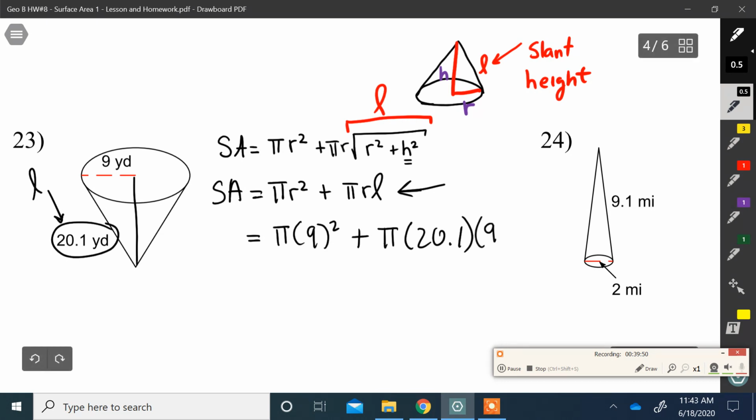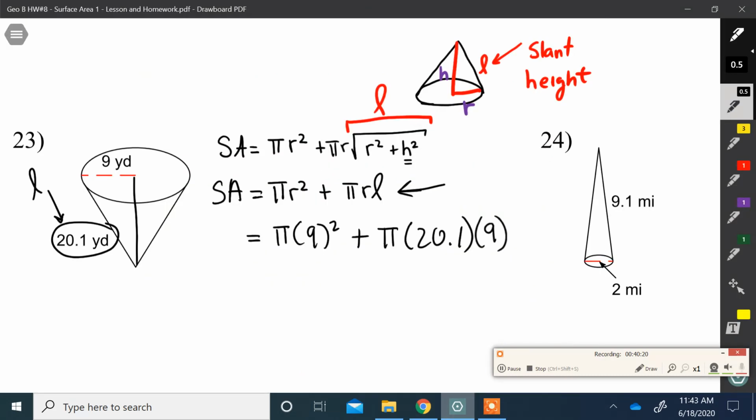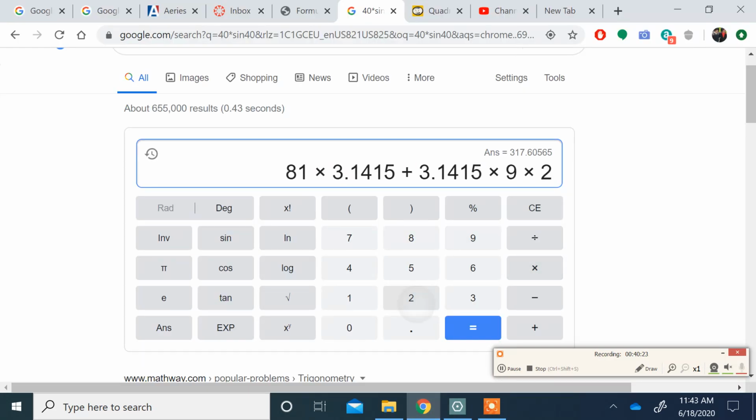Okay, so now I actually have to multiply this times 9. So let me go back to my calculator and see if I could actually fix that. Okay, so 81 times 3.1415 plus 3.1415 times 9, which is the radius, times 20. I know I'm not putting this in order. It's 822.75.